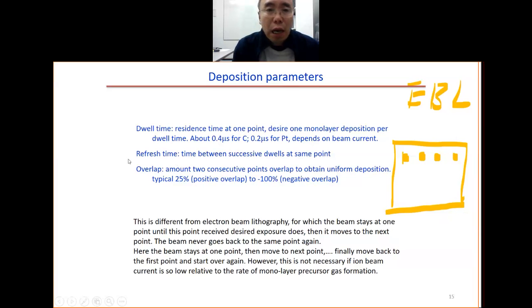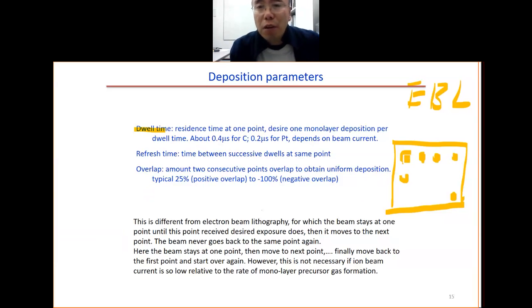It never comes back. But for the case of the ion beam, after the ion beam comes here, you come back again to this spot and do another deposition. How long the beam stays here is called the dwell time. So why do we need a dwell time? As we will see later on.